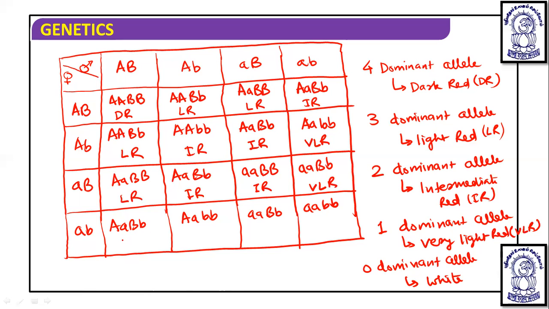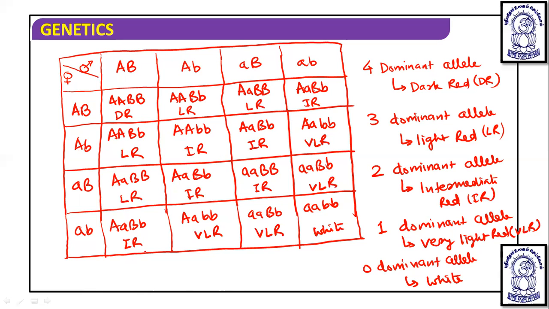Here two are dominant, so it is intermediate red. Here one is dominant, so it is going to be a very light red. Here also one is dominant, so very light red. Here, if you see, all are recessive, so we can say it is white. So if you see how many dark red there are, dark red is one, white is one, but light red are one, two, three, four.